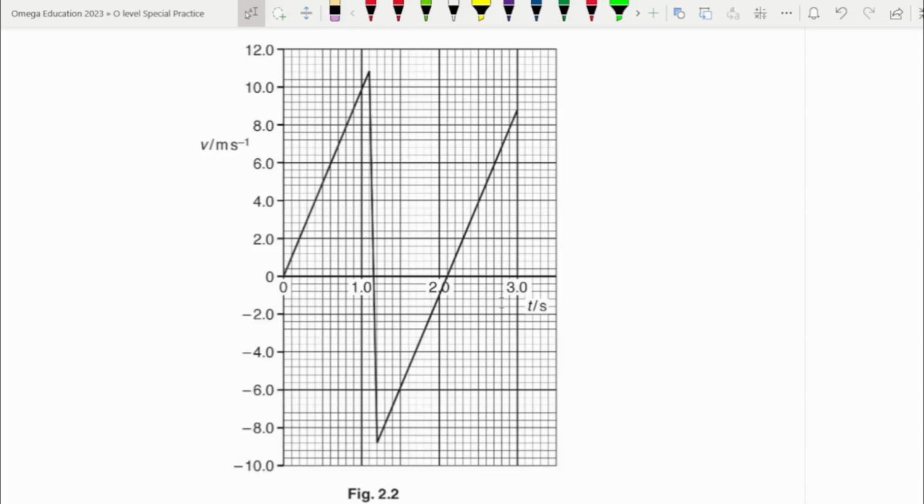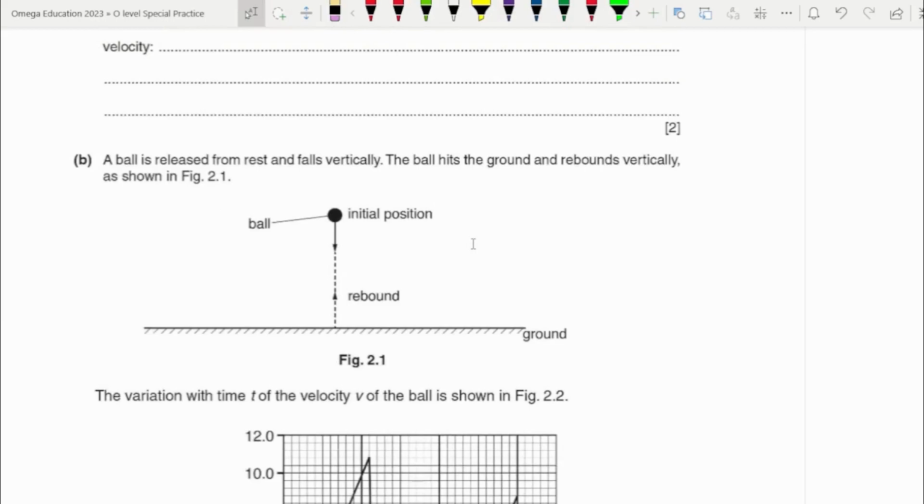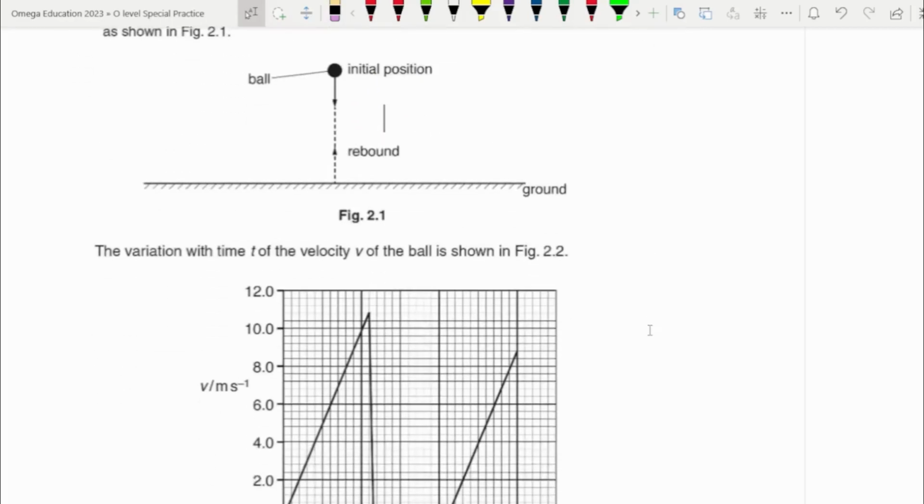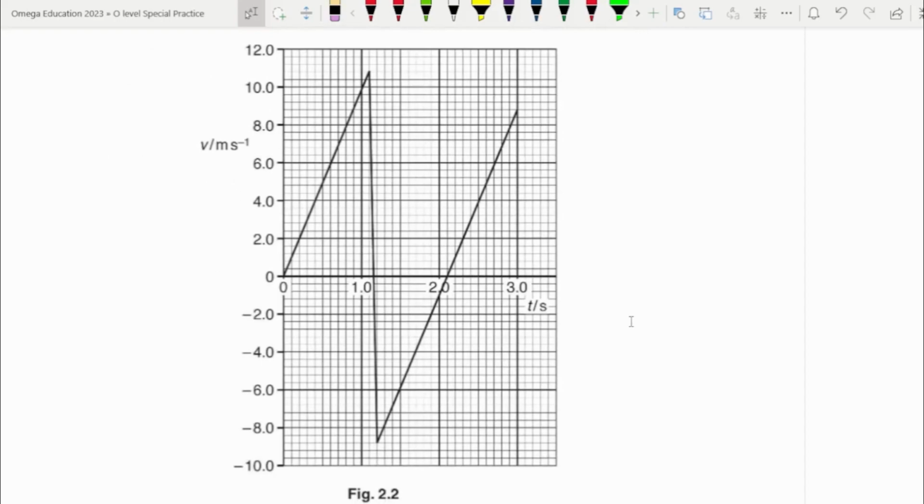So let's think about it. Initially, the ball is kept at a certain height. Someone might be holding the ball at this point. So initially, the speed of the ball, which in this case is a velocity because we are representing it on the negative y-axis as well, so we are considering the change in direction as well. When you're holding the ball, the initial velocity was 0, and that is being referred to this point.